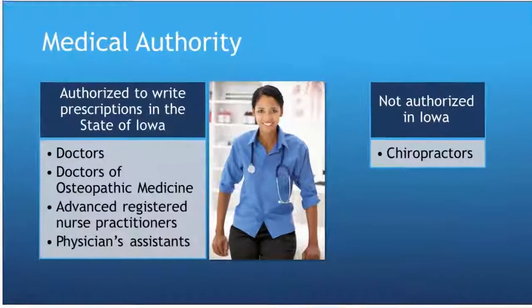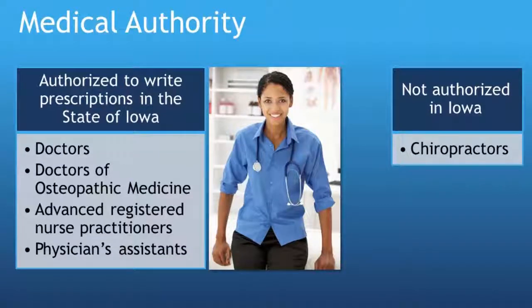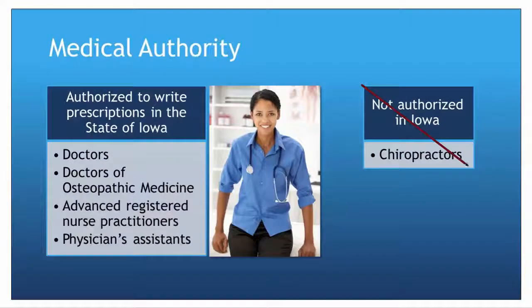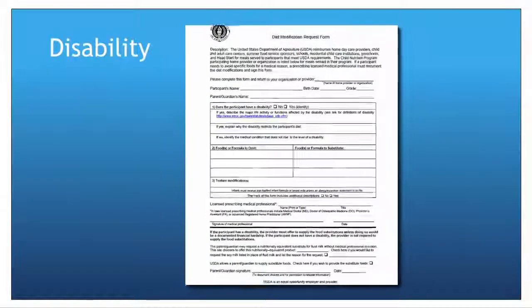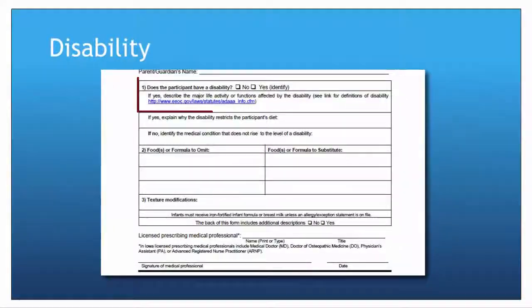The medical authority must be authorized to write prescriptions in the state of Iowa. This includes medical doctors, doctors of osteopathic medicine, advanced registered nurse practitioners, and physician's assistants. Chiropractors are not authorized to sign diet modification request forms in Iowa. If the participant has a disability, the form must list the major life functions affected by the disability and include why the disability restricts the participant's diet.